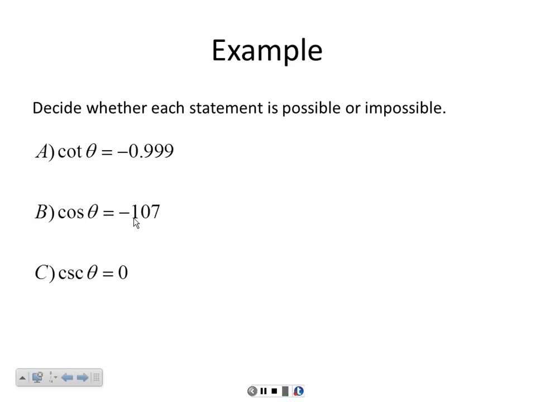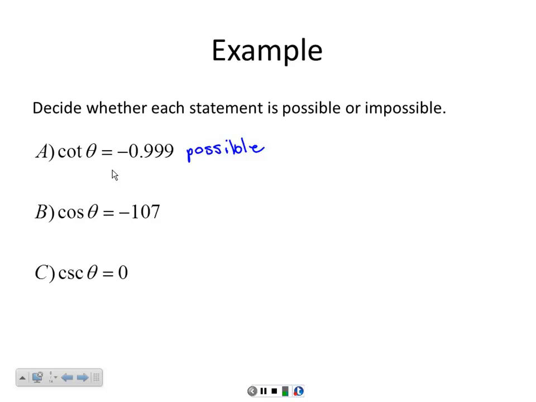Well, cotangent of theta can be -0.999. Cotangent of theta can be 0.999. Well, if you know your ranges, remember that cotangent can be any real number. Cotangent can be any real number, so this is very possible.